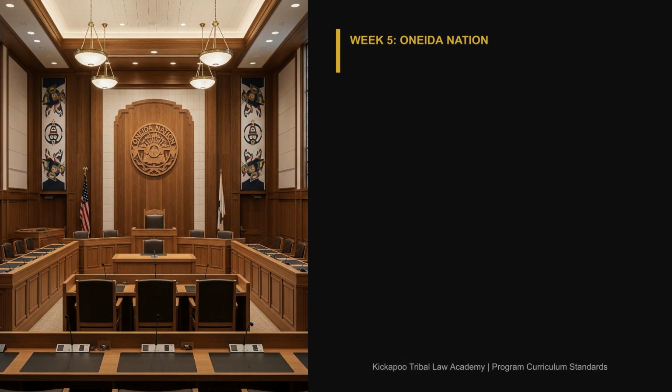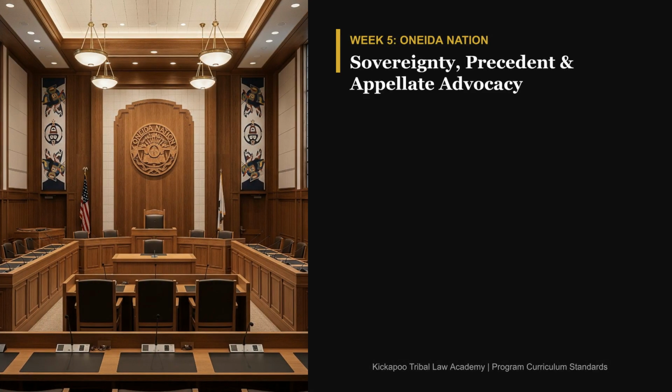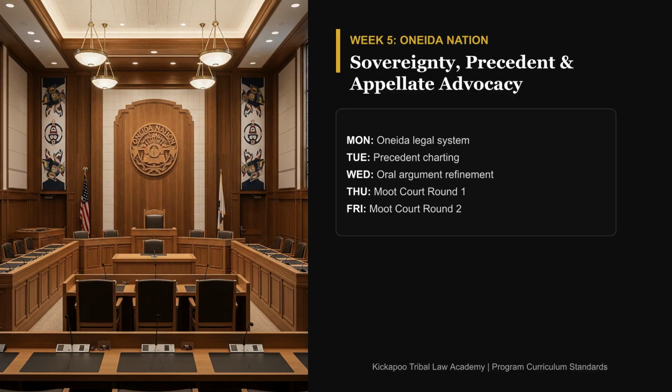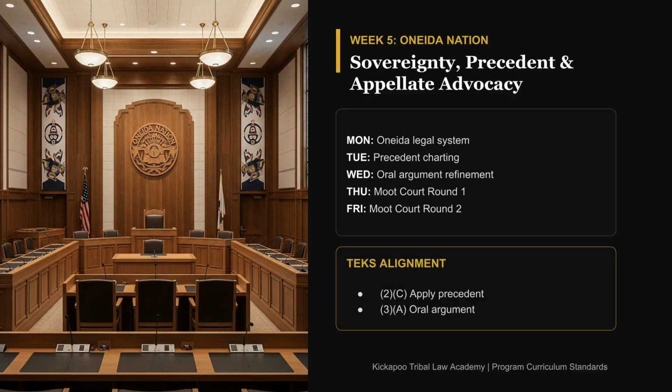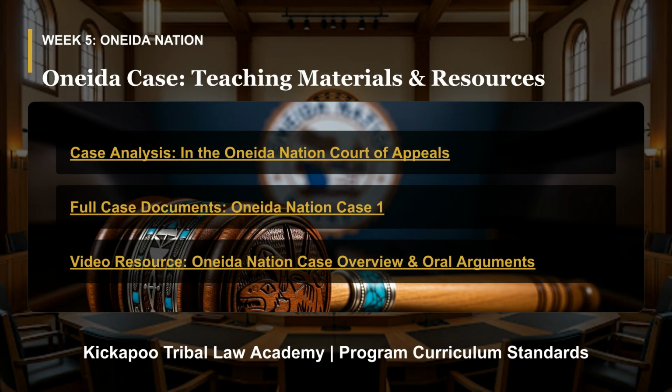Week 5 covers the Oneida Nation, focusing on sovereignty, precedent, and appellate advocacy. Activities include precedent charting and oral argument refinement, aligning with TEACs for applying precedent and oral argument. The Oneida case materials include a case analysis in the Court of Appeals, the full case documents, and a video resource covering the case overview and oral arguments.